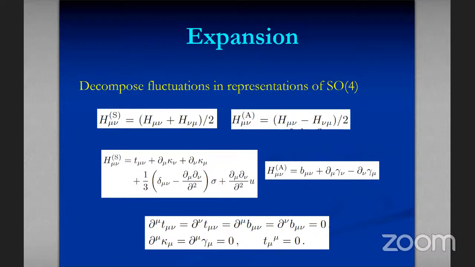Do the same for the gauge fields. It has now several representations. The only thing I want to mention here is that there is a second field that transforms as a traceless transverse tensor, namely the field in U nu, which is part of this gauge field. So we have now two such traceless transverse tensors, and they will mix.